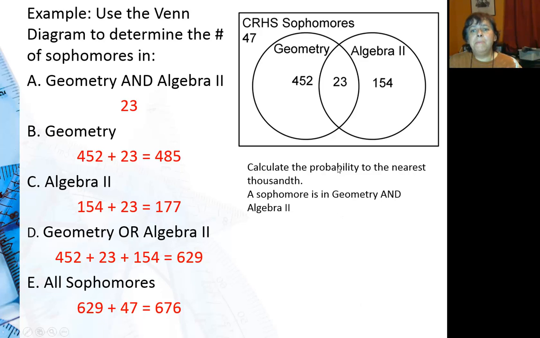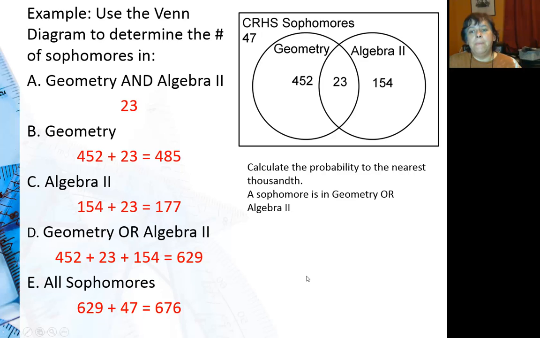For geometry and algebra 2, that's that very small number. Notice how the "and" part is actually our smallest probability. So that will be 23 over 676. See how I have that intersection, or "and," symbol there? And when I put that in the calculator, I get 0.034.